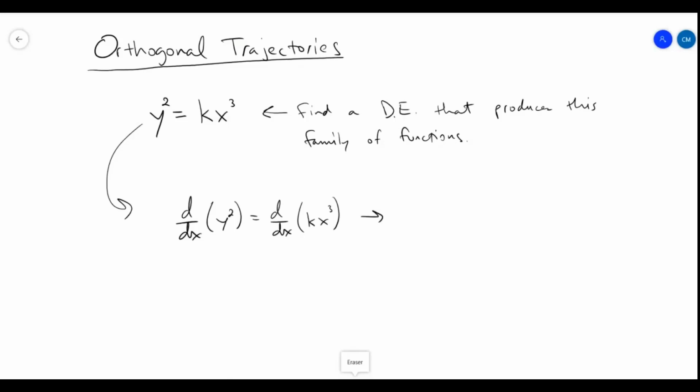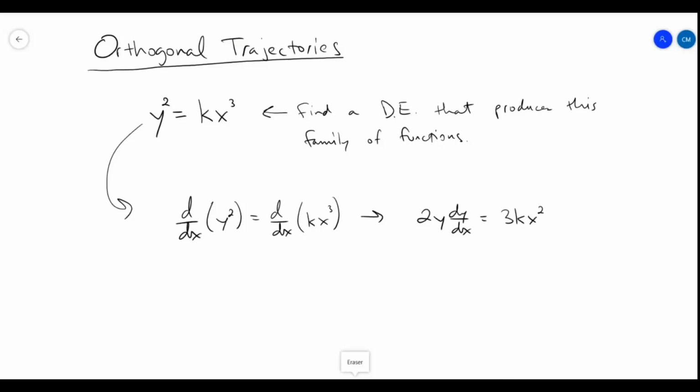This is called implicit differentiation, if you remember from your Calculus 1 course. In fact, we're doing that right now in Calculus 1. So for here, we have to remember how that works, right? So if I differentiate y squared with respect to x, I get 2y dy/dx. That's from the chain rule again, if you remember that from that one class. This is 3kx squared.